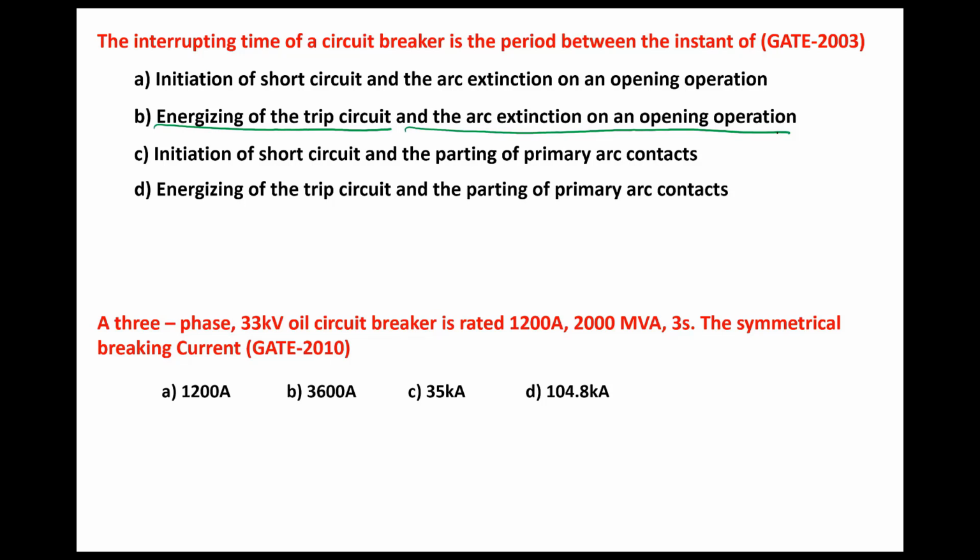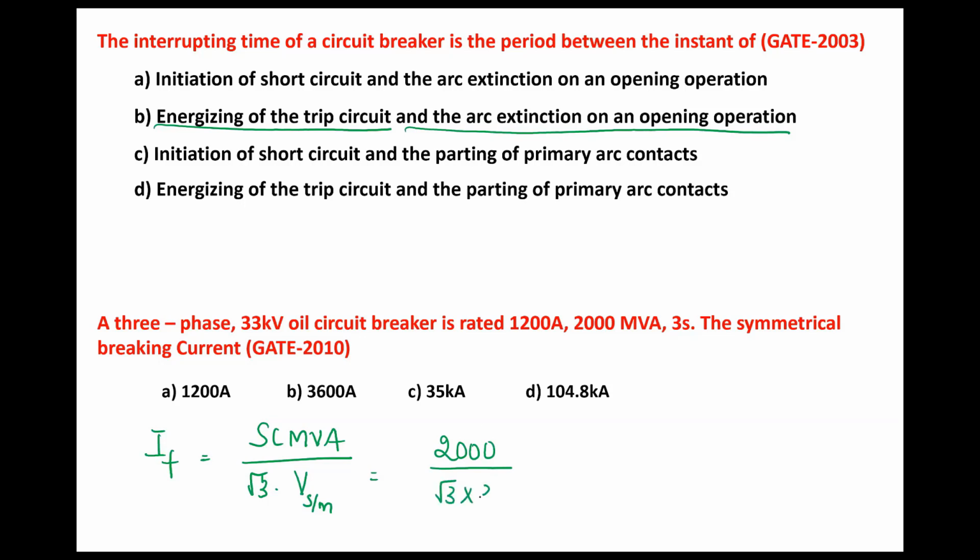A 3-phase 33 kV oil circuit breaker is rated 1200 amps, 2000 MVA, 3 seconds. The symmetrical breaking current is? Symmetrical breaking current is nothing but the short circuit fault current. So fault current is given by 2000 short circuit MVA divided by root 3 into system voltage. So short circuit MVA is 2000 MVA and root 3 is this one.